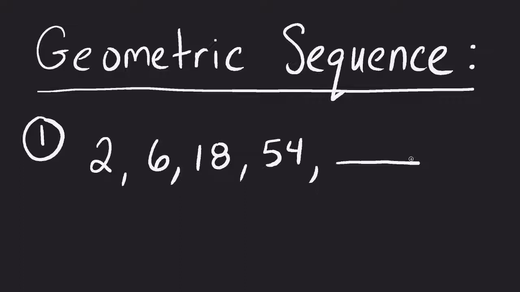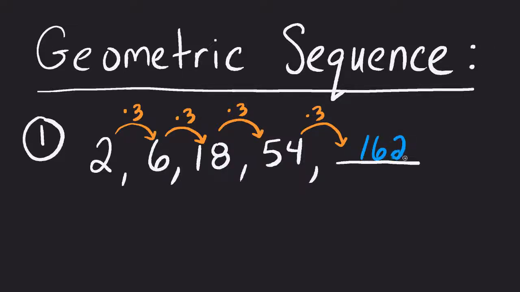am I getting to each number in this pattern? So if I look from here to here, I'm multiplying by 3. Does that work for the next set of numbers? Well, 6 times 3 gives me 18. 18 times 3 gives me 54. So if I take 54 and I multiply it by 3, that should go ahead and give me my next number in the sequence, which would be 162, and this completes my sequence. So that's how we work on that type of a pattern.